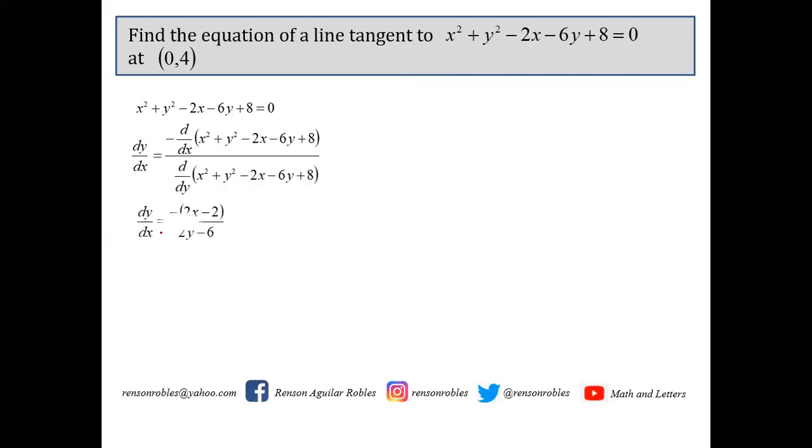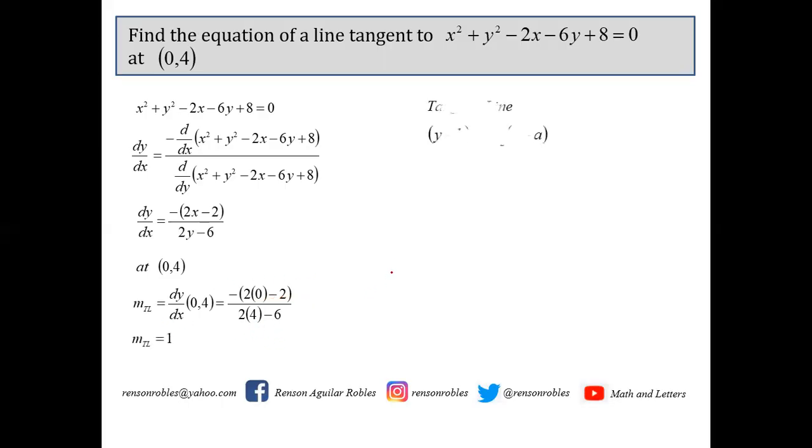So we shall have dy/dx equals negative, that's 2x minus 2, all over the derivative of this with respect to y, which is 2y minus 6. And then the slope of this tangent line can be described if we get dy/dx at (0, 4). So we shall have negative the quantity 2 times 0 minus 2, all over 2 times 4 minus 6. And we know that the numerator is equal to positive 2 and 8 minus 6 is also equal to 2. So therefore, the slope of the tangent line is given by 1.